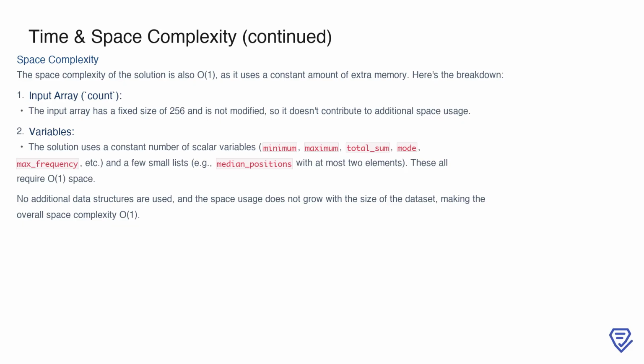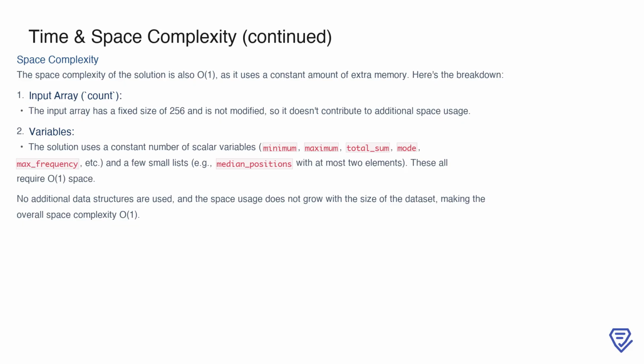Turning to space complexity, this solution is also highly efficient with a constant space complexity of O(1). The count array, which is the input, has a fixed size of 256 and does not require any additional memory overhead. It is processed directly without modification. The solution also uses a set of scalar variables, such as minimum, maximum, total_sum, mode, and max_frequency. These variables store intermediate results and require constant amounts of memory regardless of the dataset size. Additionally, there are small lists, like median_positions, which contain at most 2 elements. These minor structures also require constant space.